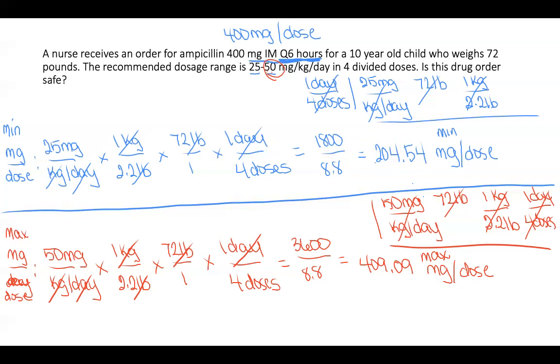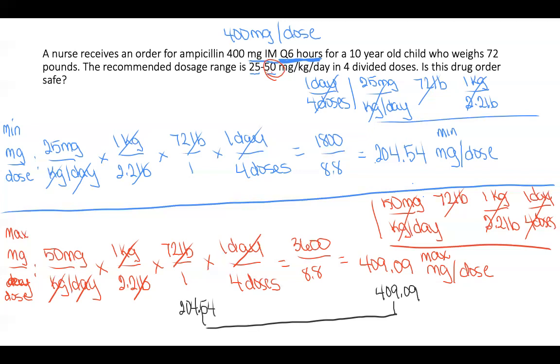So what you need to do is create a little number line. This will help because a lot of times students get a little confused and they say, well, this is 409, so that means it's too high and it's not safe. Okay, so this will help prevent that. Draw a number line. On one side of the number line, draw your minimum dosage, which was 204.54. And on the other side of your number line, put your max dose, which is 409.09.